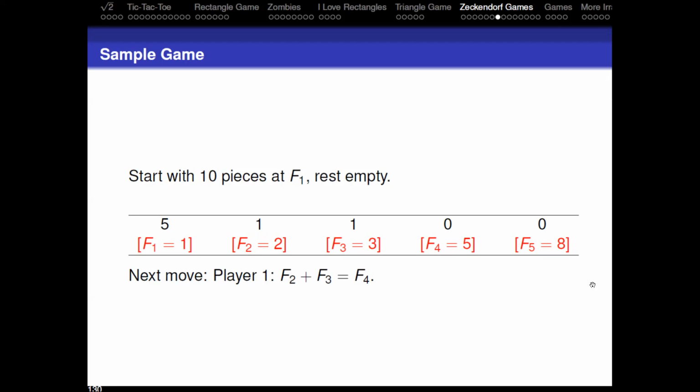What other moves could we have done? I'm choosing to do F2 plus F3 is F4. What else could we have done? So one move was to combine bins 2 and 3. What else could we have done? Good, we could have taken a double on F1 and replaced it with something on F2. And there's one more move we could have done. Excellent.